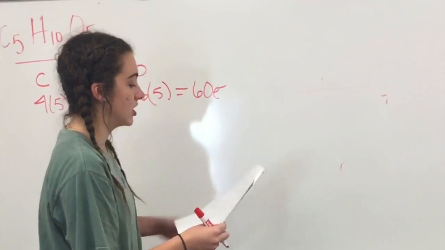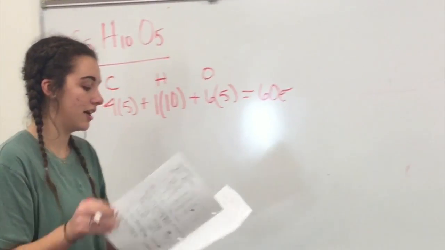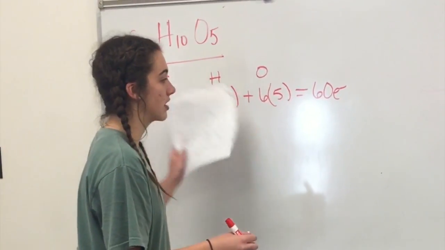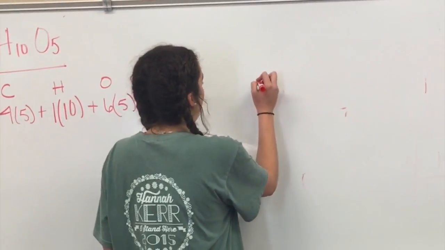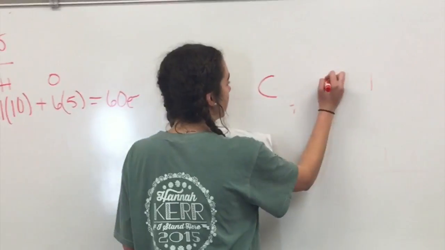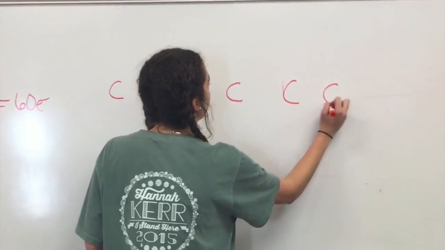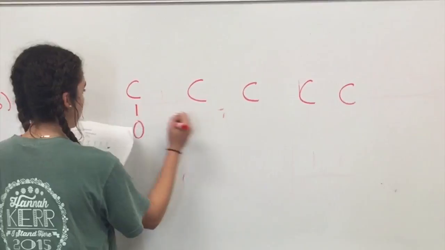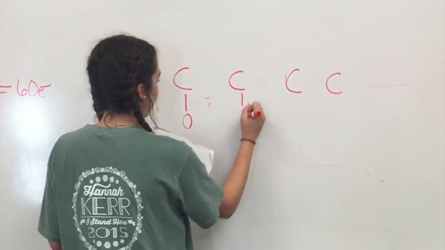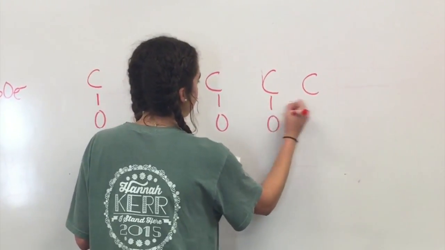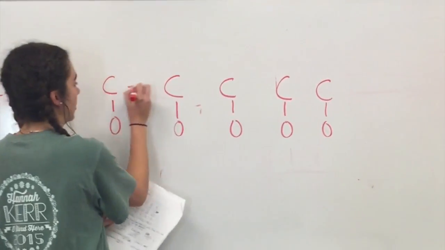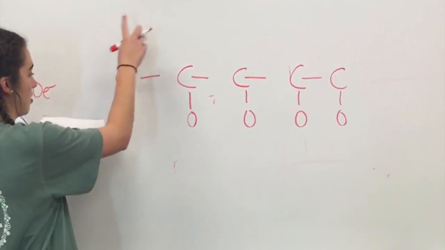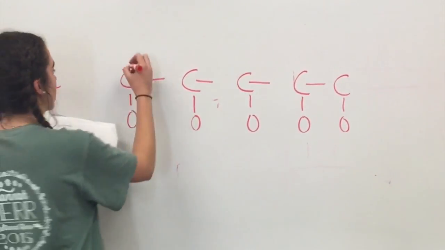Then you have to decide what your central atom is going to be, and we picked carbon because it is the furthest left. So we draw out our 5 carbons, and then we connect our oxygens. And then you can also connect each of these together. And then off of both of these, we're going to connect the rest of our hydrogens.